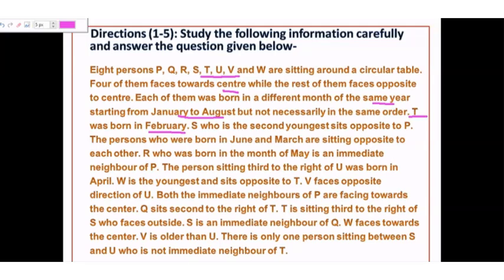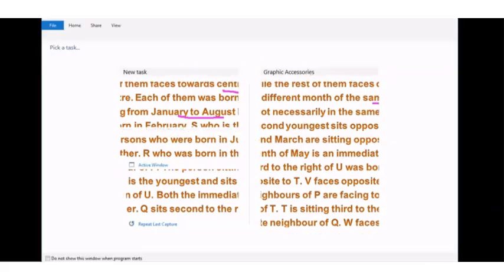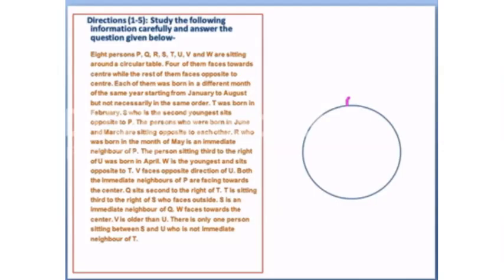Moving further, S is second youngest, hence S must be born in July, because the youngest one will be born in August. Here we are given that S sits opposite of P. So let's make a circle of 8 persons first. So this is our circle, with 8 persons: 1, 2, 3, 4, 5, 6, 7 and 8. If S is sitting over here, then P is opposite of S, therefore he will be sitting over here. Also S was the second youngest, hence his month is July, so I write July above S.